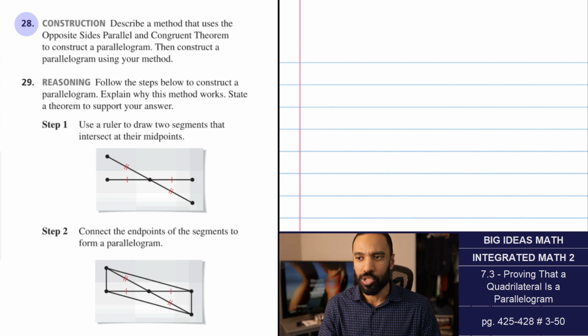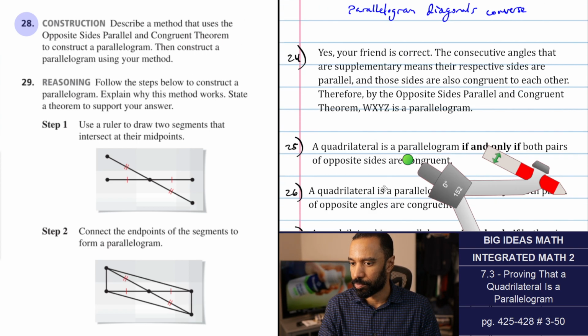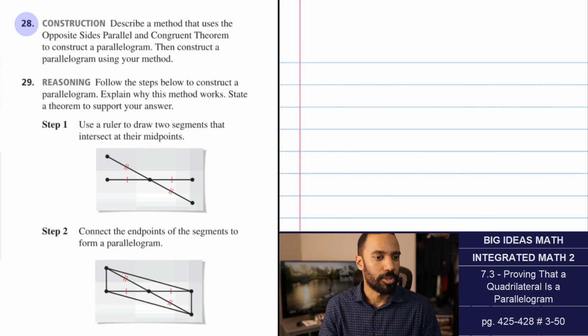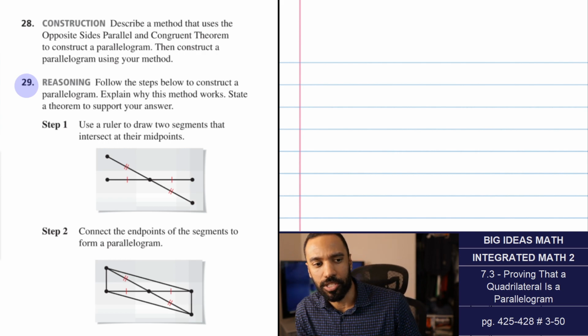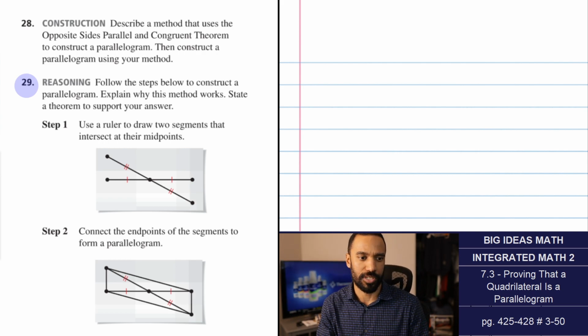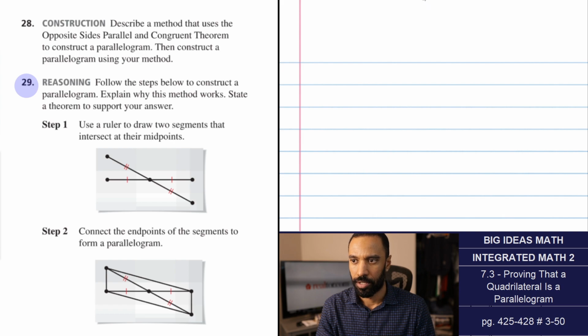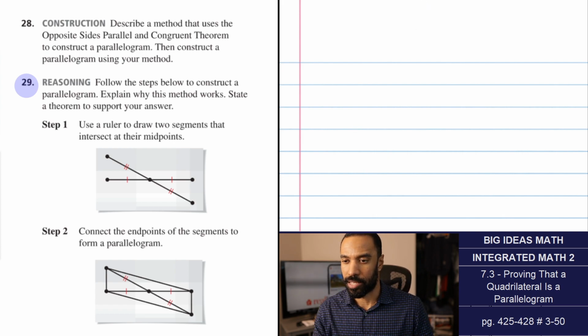Okay, did we just do 28? Was that the last? Shoot. Yeah, 28. Okay, number 29. Follow the steps below to construct a parallelogram. Explain why this method works. State a theorem to support your answer. Well, I know the theorem I'm going to state. It's the diagonals, parallelogram, diagonals, converse. But let's see what they got. Whoa, not red.